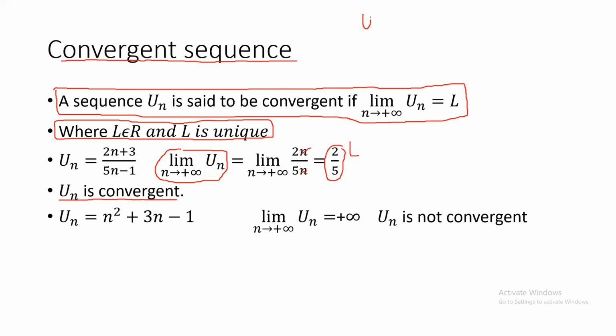For example, if we have Un, Haikaz, equals ln n over n. Is this sequence convergent or not? Yes. The limit as n tends to plus infinity of Un equals the limit as n tends to plus infinity of ln n over n. How much is the limit of ln n over n as n tends to infinity? 0. 0. So this Un is convergent.